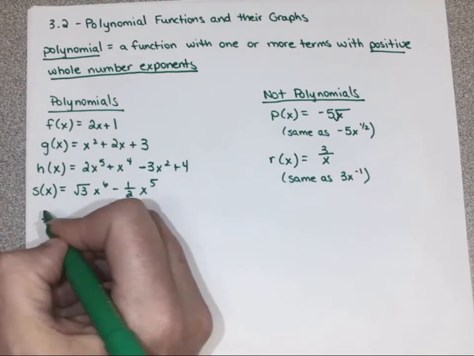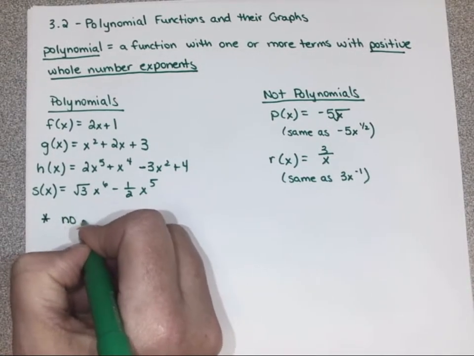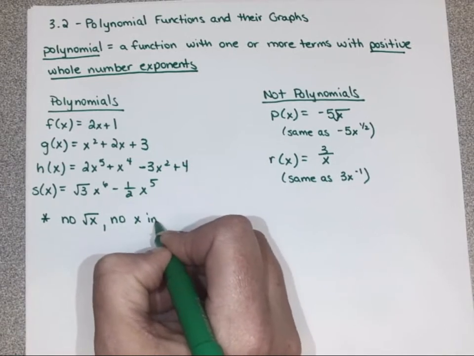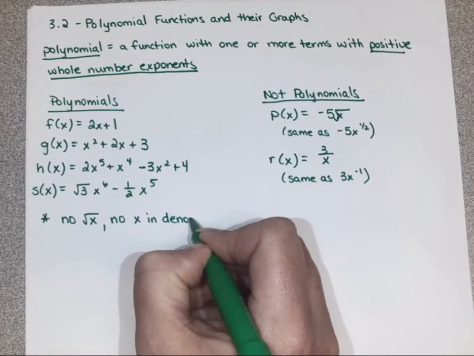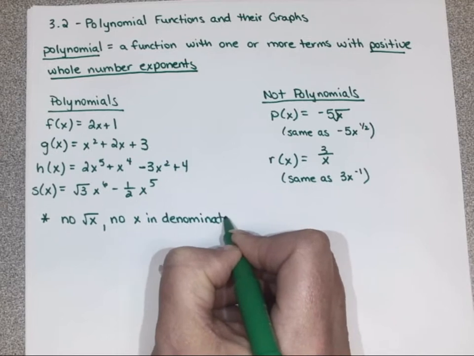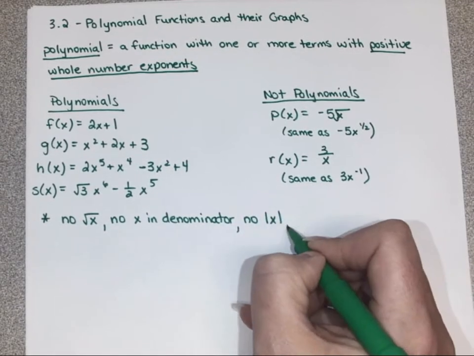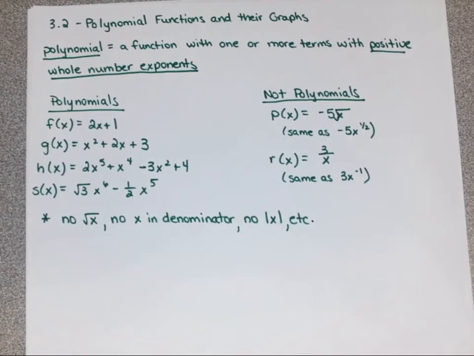So a good rule of thumb is just to think of it like this. There's no square root. There's no x in the denominator. There's no absolute value. We didn't really talk about that, but nothing extra or fancy, basically. It's just plain old x cubed, x to the 5th, x to the 10th, those kinds of things.